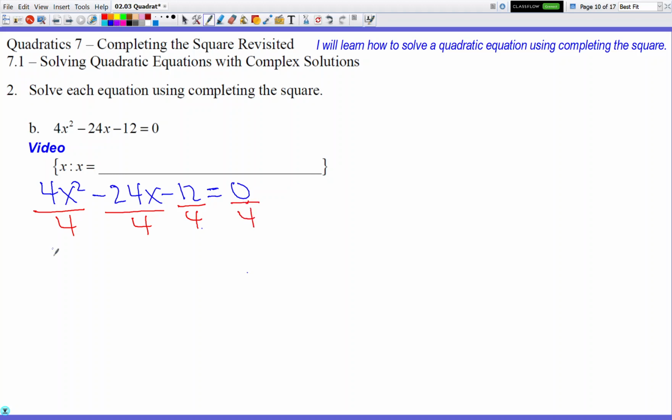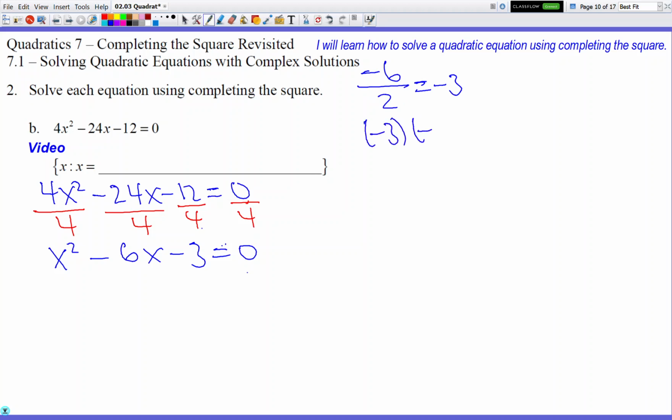Okay, so we get x squared minus 6x minus 3 equals 0. So now we can officially start complete the square. We grab our middle number, -6, we cut it in half, and then we square it. So -3 times -3, and we get 9. So 9 should be the number sitting right next to -6, not -3. So we're going to politely tell -3 to beat it. So add 3 to both sides.